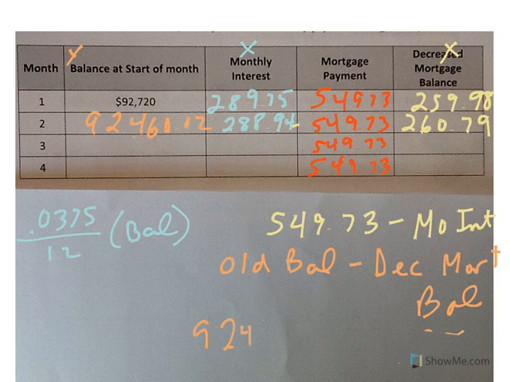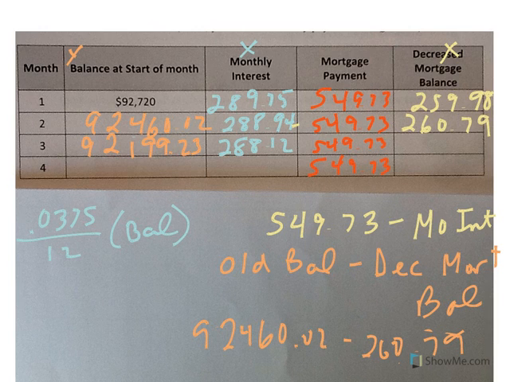I then will take my balance, so I would take the 92,460.02 and subtract 260.79 because that's how much my balance decreased, and that gives me my starting balance of 92,199.23. I then take that balance and plug it in for this formula, and that gives me a new one of 288.12. So again, you can see my interest is going down by like 82 cents, right?